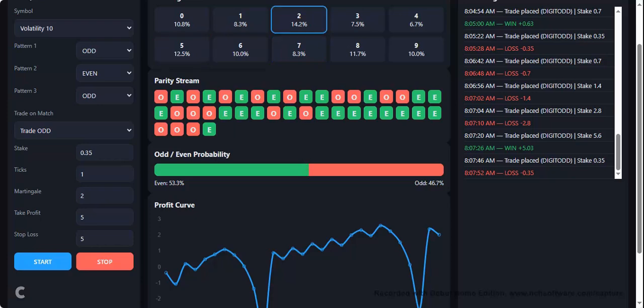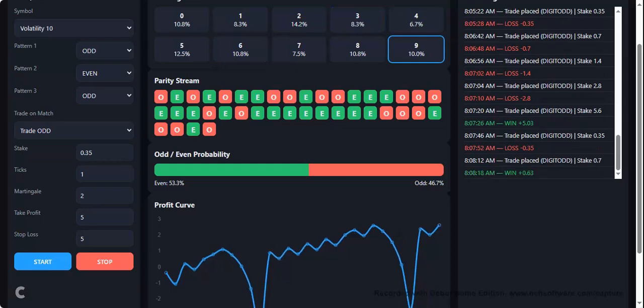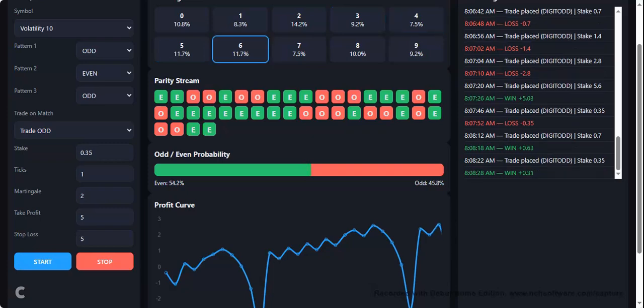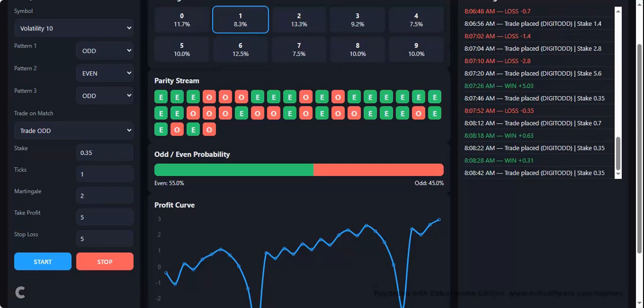The real power of the bot lies in pattern recognition. Markets may appear random at a macro level, but at a micro level, repetition exists. Streaks occur. Reversals occur. Alternating structures emerge. The bot captures these behaviors and allows traders to define exactly what they want to act upon. Some strategies focus on streak exhaustion, waiting for an extended run of odds or evens to break. Others look for rhythm patterns, such as alternating sequences that repeat over time.